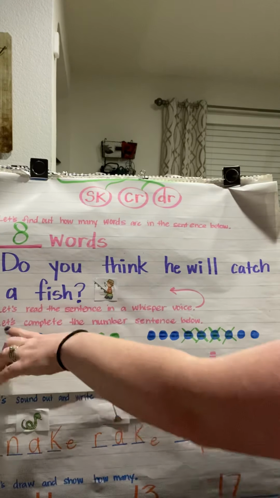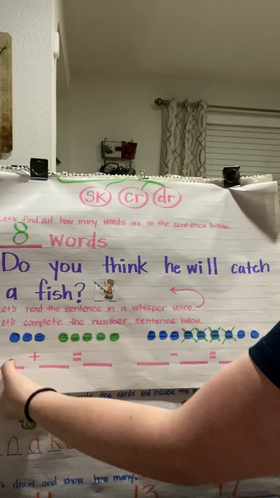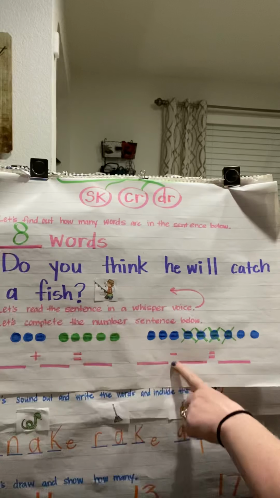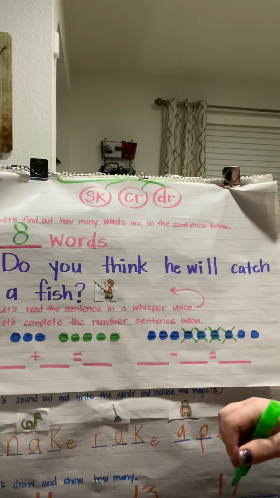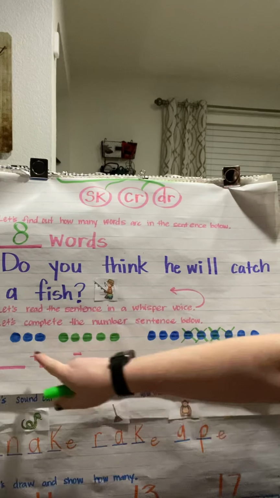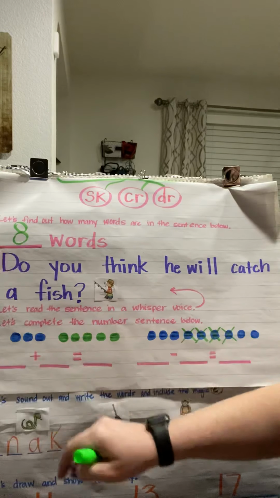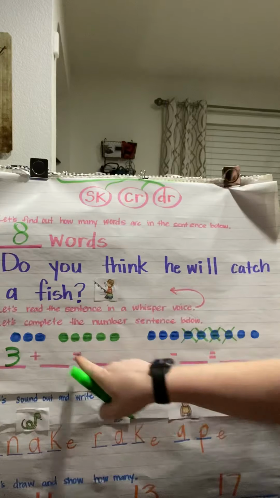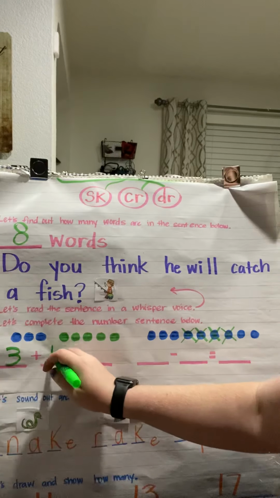It says, let's complete the number sentence below. So we have a number sentence that needs to be filled in. We have one addition, which means plus, right? And one subtraction, which means we have a minus sign. So we're going to go through and count to see how many we're adding together. So on our first one, we have 1, 2, 3, which would be our first number, right? So I write in 3. And then on the second one, we have 1, 2, 3, 4, 5, and I write that in.